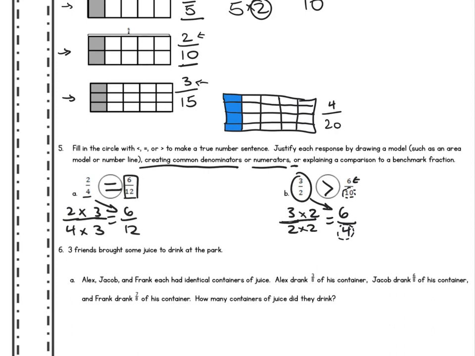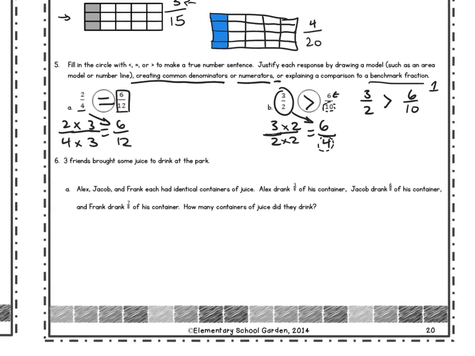One other thing you might have noticed is that 3/2 is an improper fraction, meaning that it's greater than 1. And 6/10 is not an improper fraction, meaning that it's less than 1. So you could have also determined that since 3/2 is greater than 1 and 6/10 is less than 1, 3/2 is also greater than 6/10. So that is another way to prove it, by comparing to a benchmark fraction of 1/2.